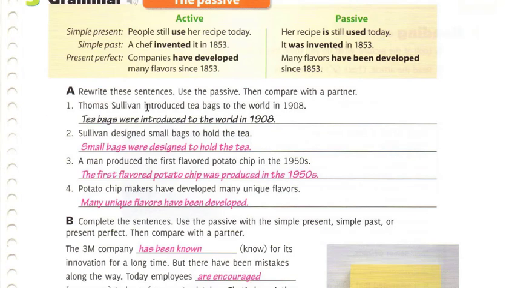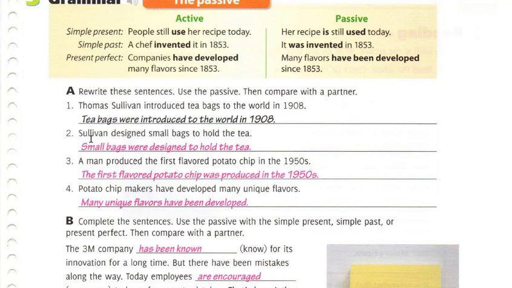Okay, so here in the activity, we're going to change these sentences into their passive form. Number one is, Thomas Sullivan introduced tea bags to the world in 1908. Tea bags were introduced to the world in 1908. What we do here is we add the word were, because tea bags is plural. And that's how we change it to passive.